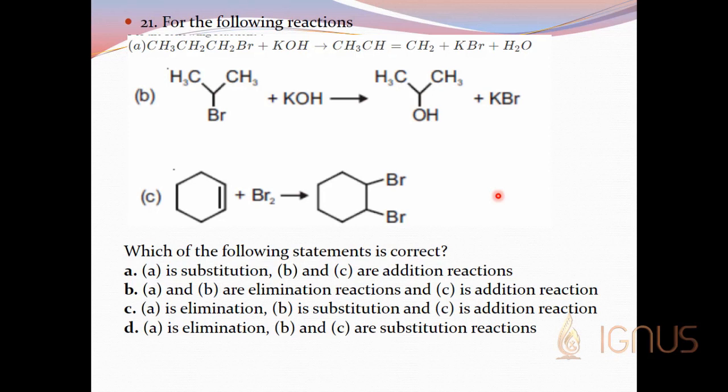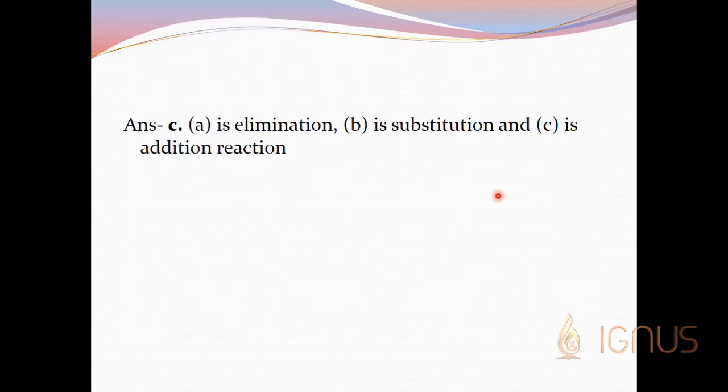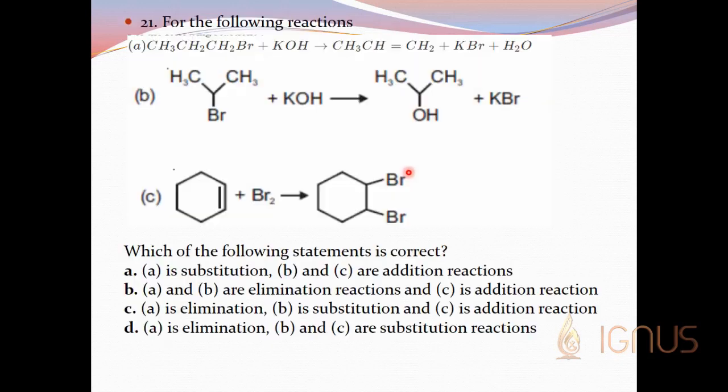Let us discuss the solution for this question. Answer is option C. You can see A is an elimination. There is an elimination of HBr to give propene. Elimination, hydrogen from this carbon and bromine from this carbon. Hence it will give rise to propene. This reaction is an elimination.